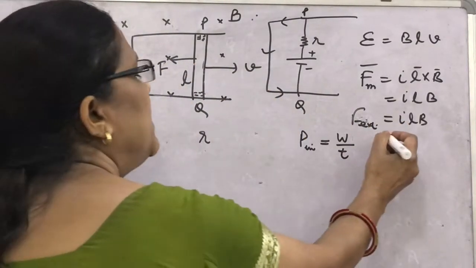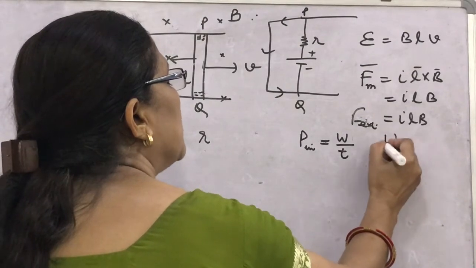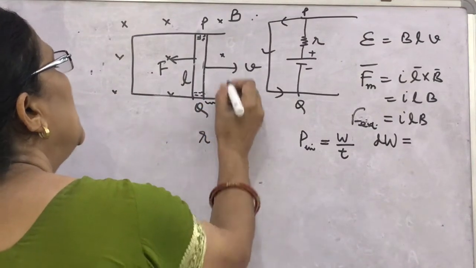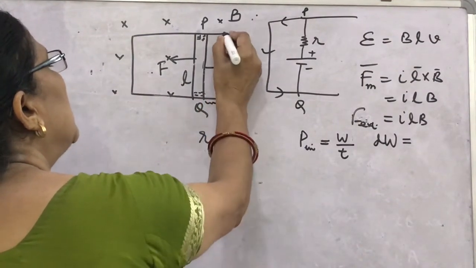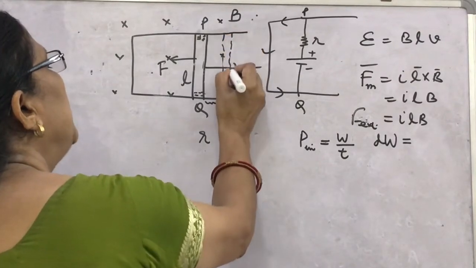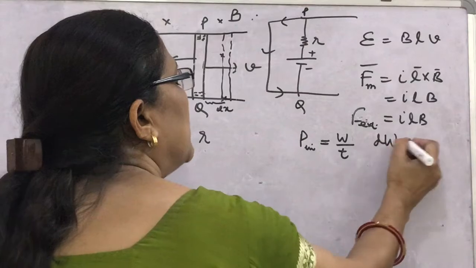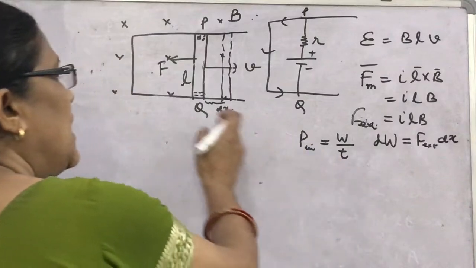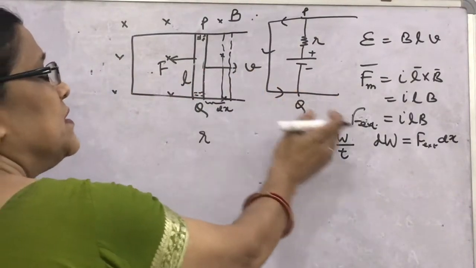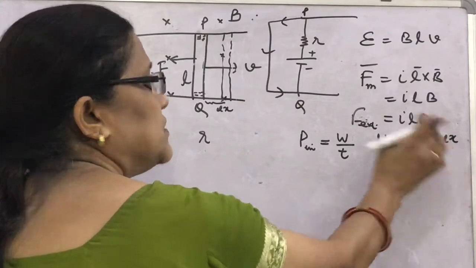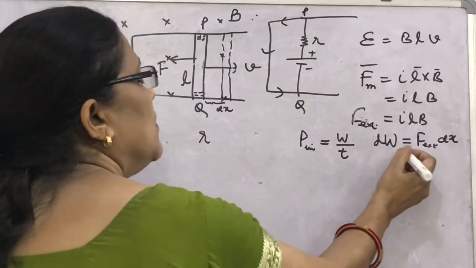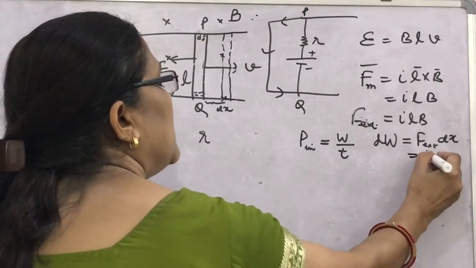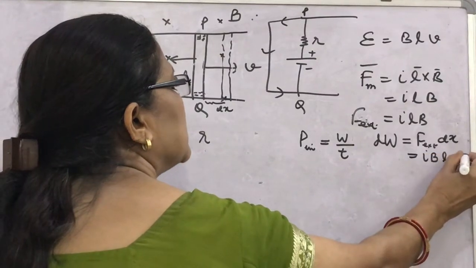Suppose the small amount of work done in displacing the rod through dx. Suppose the rod comes to this position after a certain time dt. Then this dW, work done, will be F external into dx, force into displacement, and the force and displacement are in the same direction. So F dx cos theta, cos 0 will become 1. What can you say here? This F external is ILB, so you can write here I B L dx.